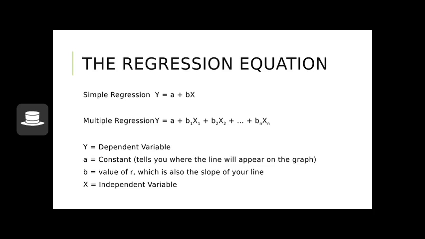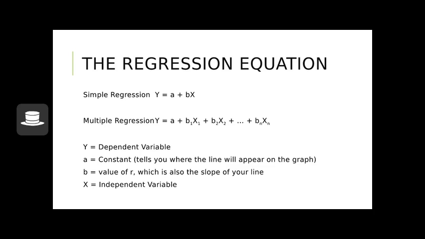Then we have B, which is the value of R. It's very funny. You're thinking, why didn't they just put R? Don't worry about it. But that tells you the slope of your line. So is it going to be a positive upward slope or a negative downward slope? If B were 0 because your R were 0, then you would have a flat line. So that is your simple regression equation. Just be familiar with A, B, X, and Y, but obviously focus more on B, X, and Y.